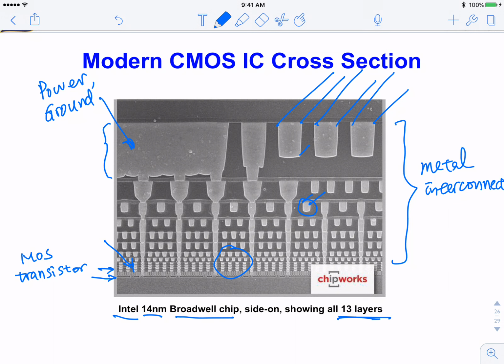Why don't they make the metal area smaller? Which area smaller?